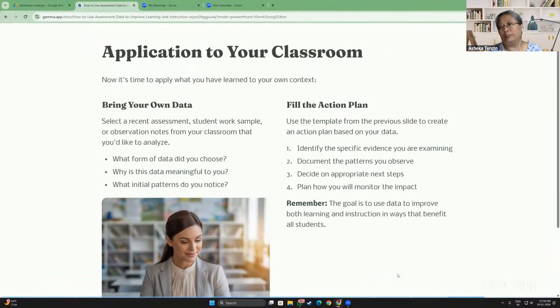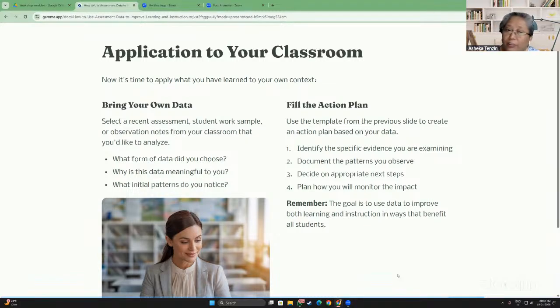So now, this was about the data that I have given you. Now, how are you going to apply it in your classroom? Okay. You will bring your own data tomorrow. You can select a recent assessment that you have done, maybe the end of semester assessment, or maybe a formative assessment that you have taken recently. Okay. Or observation notes that you have made, and look at analyzing that data. So think about what form of data did you choose? Why is this particular data meaningful to you? And what patterns do you notice in this data?